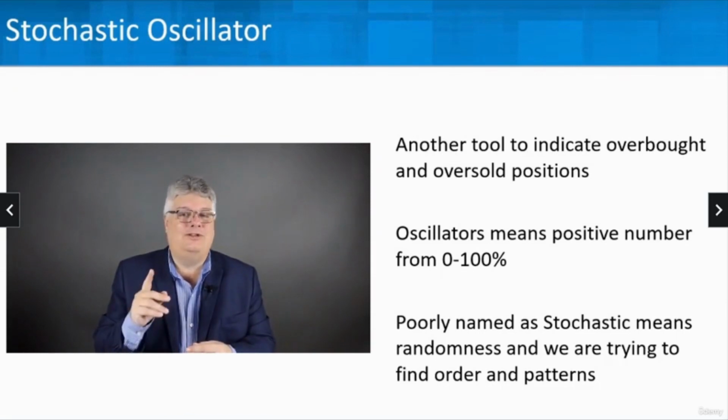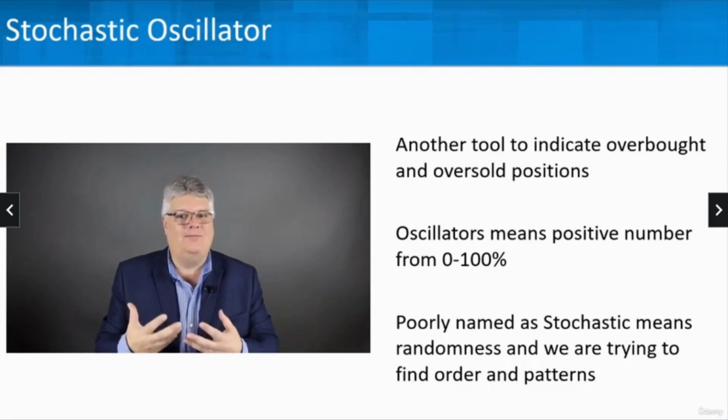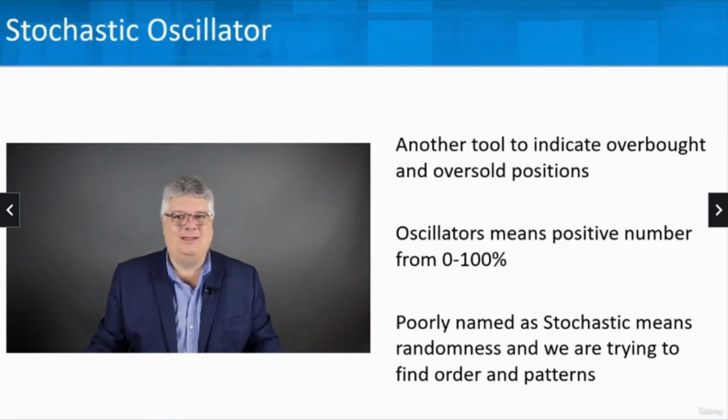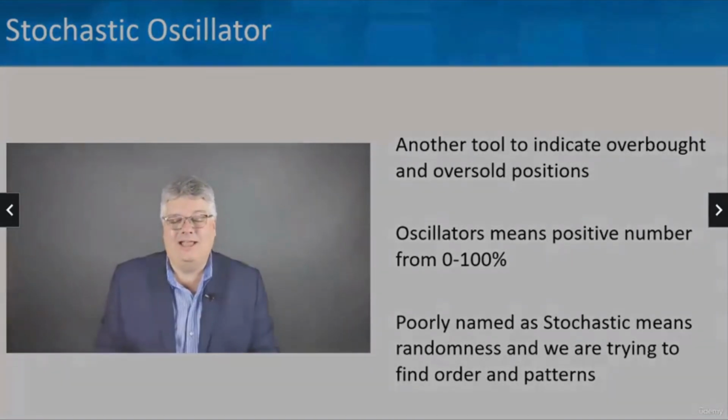Oh, by the way, it's actually kind of poorly named. Stochastic actually means randomness. And what we're trying to do is find order and patterns, right? And it does help us with that. So I don't know why they chose that name, but it's not the perfect name for it. But it's a good momentum indicator. So let's take a look at the stochastic oscillator.